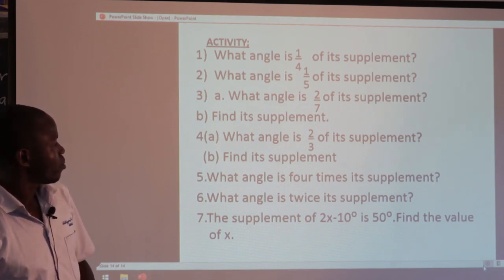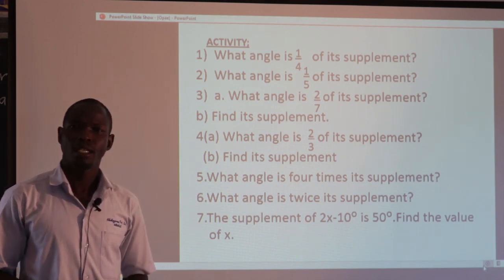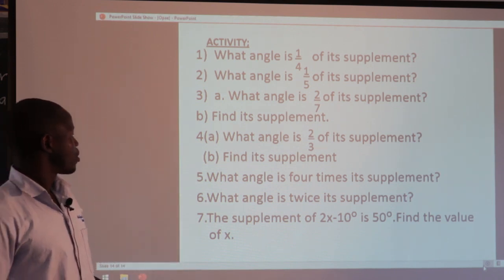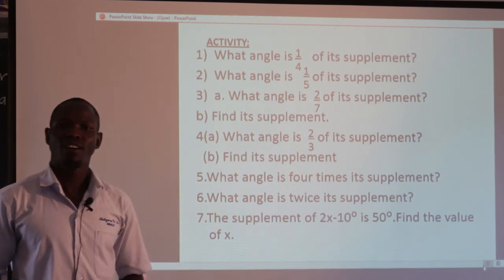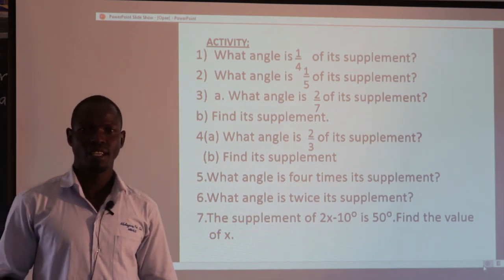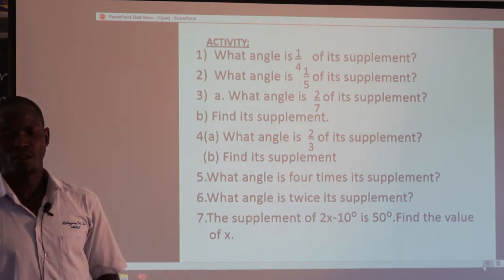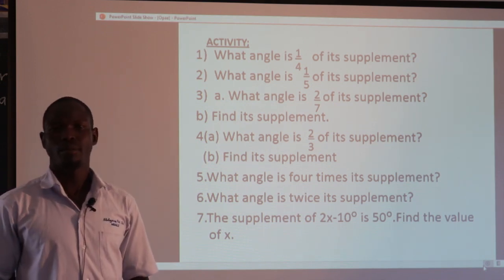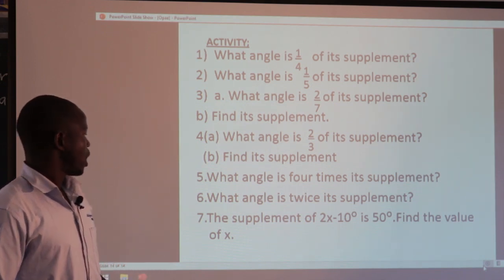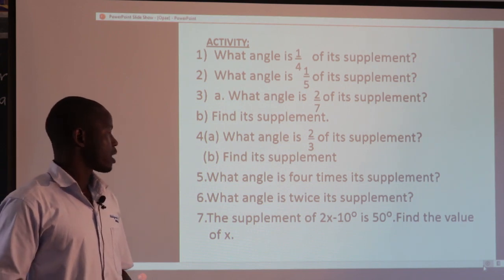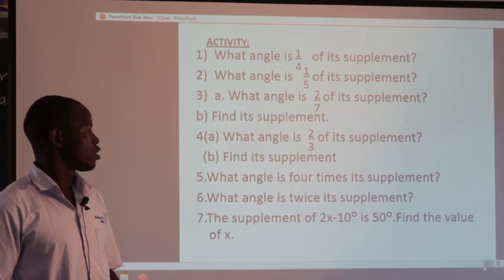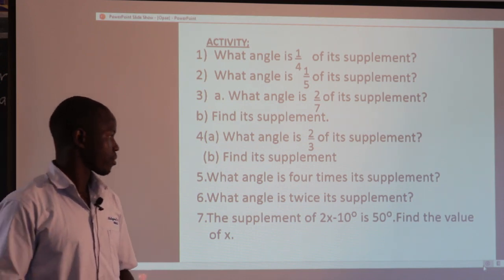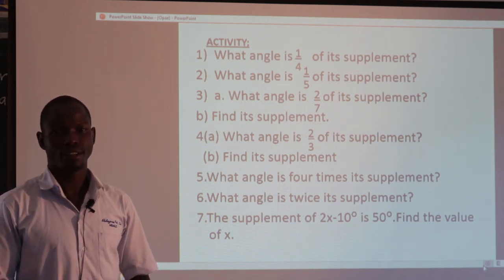Question 5, what angle is 4 times its supplement? Question number 6, what angle is twice its supplement? I hope you know the meaning of the word twice. That one simply means 2 times. The last one, the supplement of 2x minus 10 degrees is 50 degrees. Find the value of x.